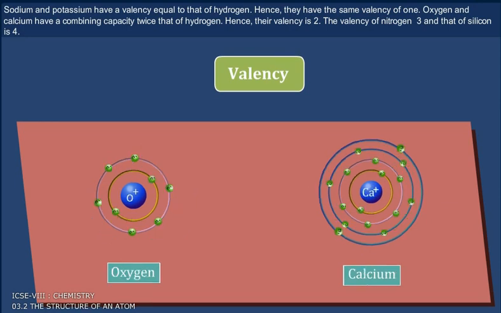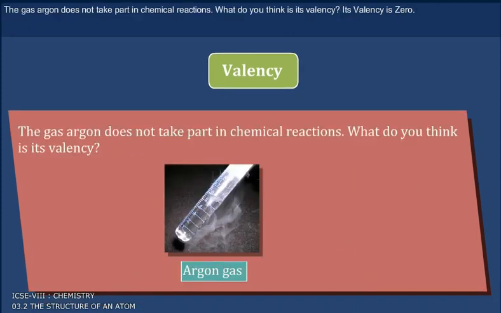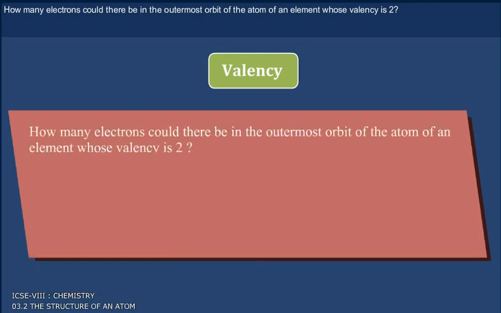Oxygen and calcium have a combining capacity twice that of hydrogen. Hence, their valency is 2. The valency of nitrogen is 3 and that of silicon is 4. The gas argon does not take part in chemical reactions. What do you think is its valency? Its valency is 0. How many electrons could there be in the outermost orbit of the atom of an element whose valency is 2?